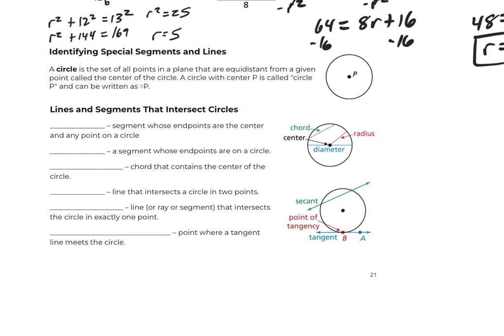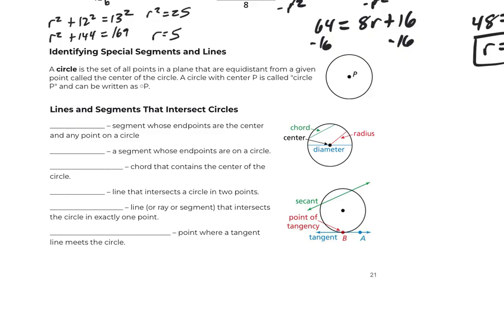Okay, in this part right here, we're going to talk a lot about vocab. We all know what a circle is, okay? But if I said define a circle, that would be a little bit harder to do, right? We know what it looks like, but how is a circle made? Well, a circle is a set of points in a plane that are all equidistant from a given point called the center of the circle, okay?